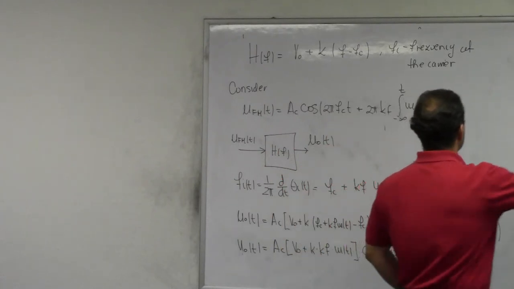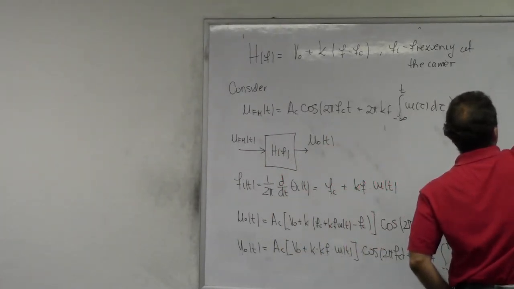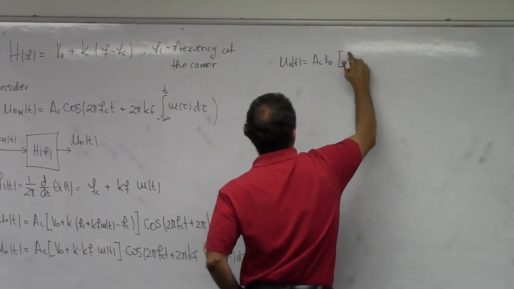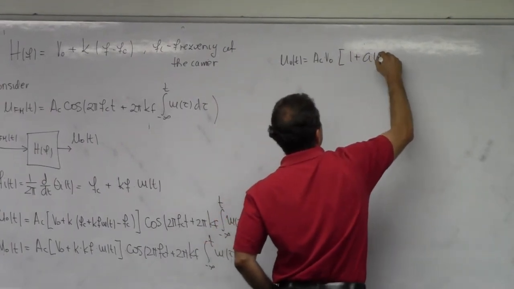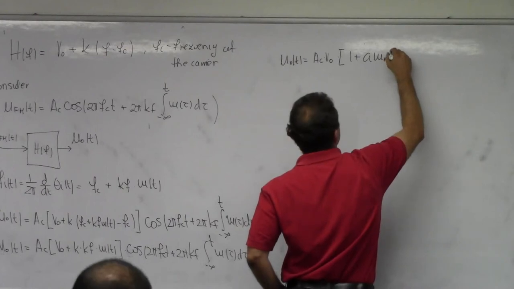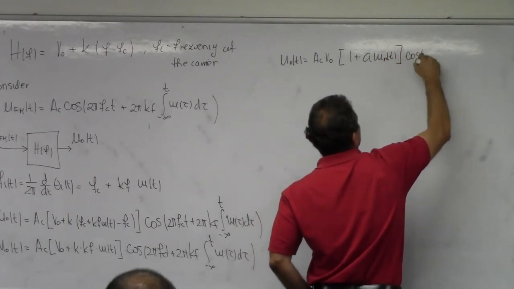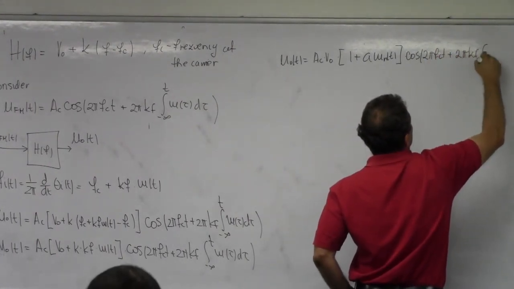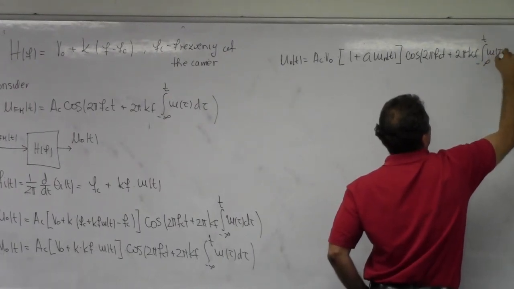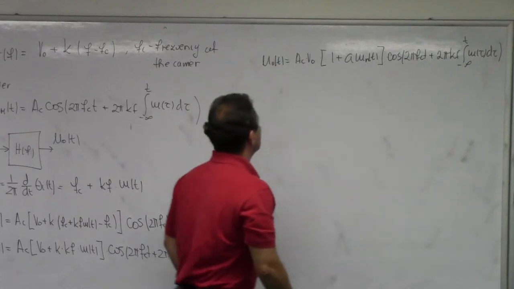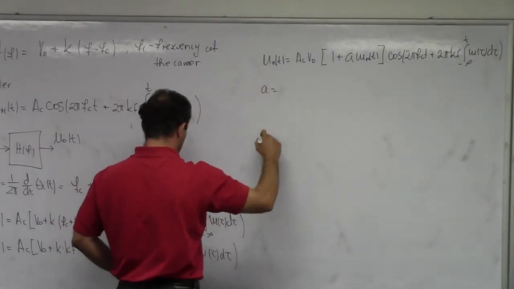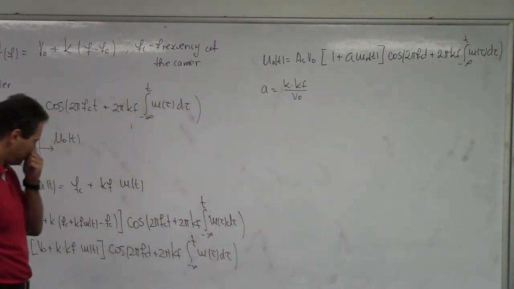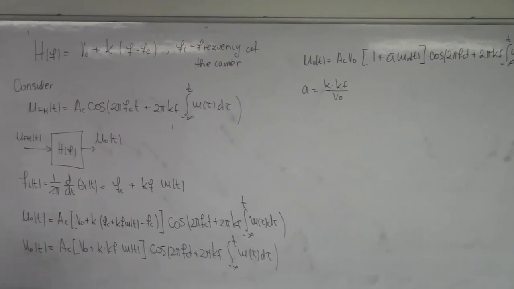Now, let me rewrite this one more time. I can say u_o(t) is equal to A_c times V_0, times 1 plus a m normalized, times cosine 2π f_c t plus 2π k_f integral from minus infinity to t of m(τ) dτ, where this a is equal to K times k_f over V_0. You can see that if I take V_0 outside, I end up with that.